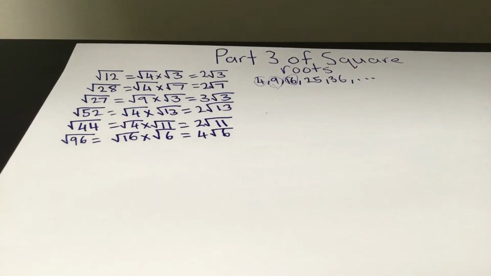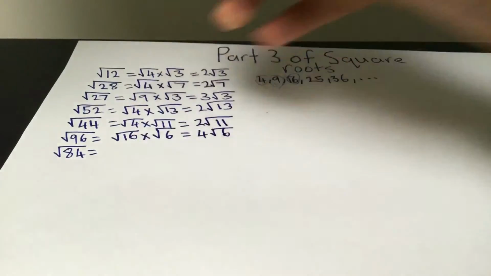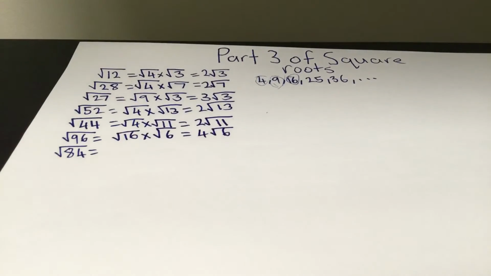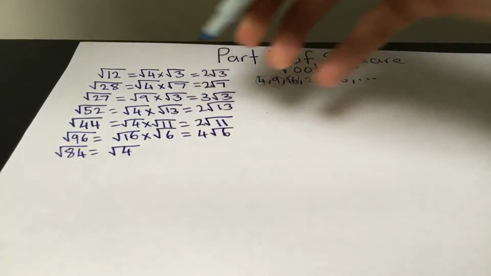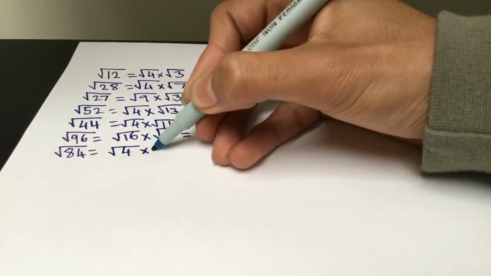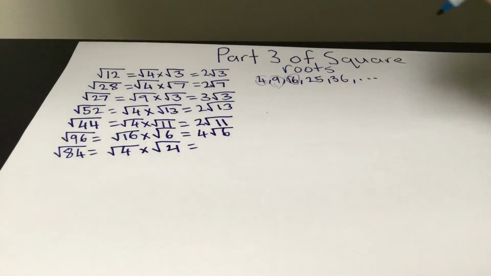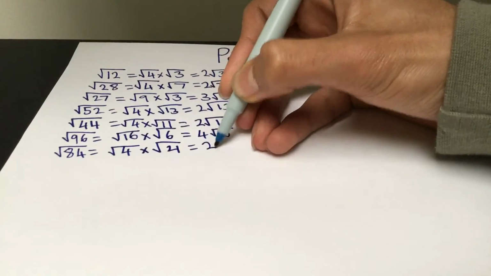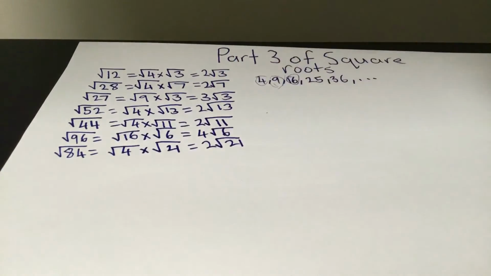Okay, let's move on to square root 84. Same thing, we're going to take 4 this time. And the pair of 4 is going to be 21. Square root 4 times square root 21 gives us square root 84. Square root 4 gives us 2, and what's left is square root 21. So 2 square root 21.